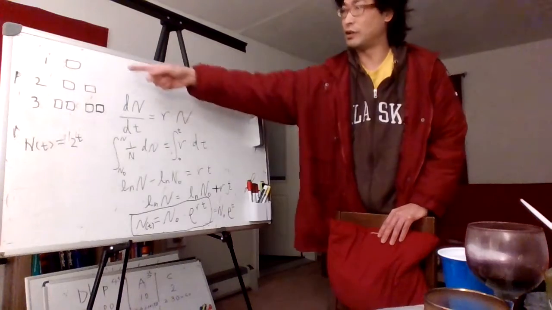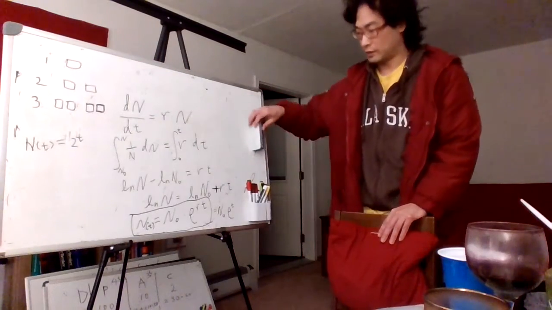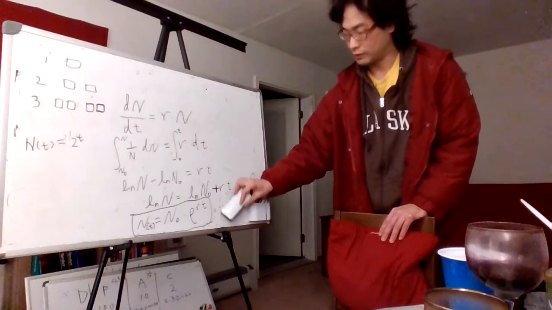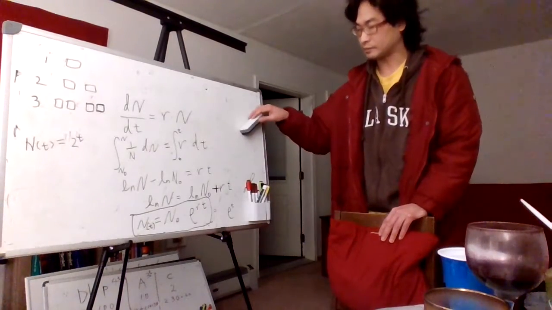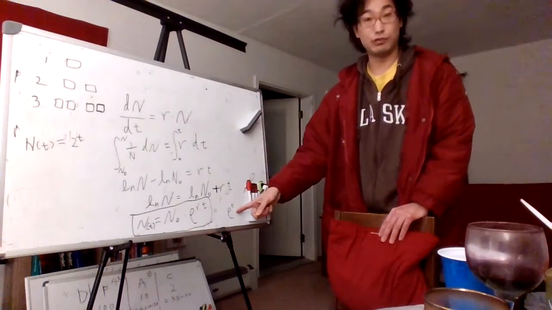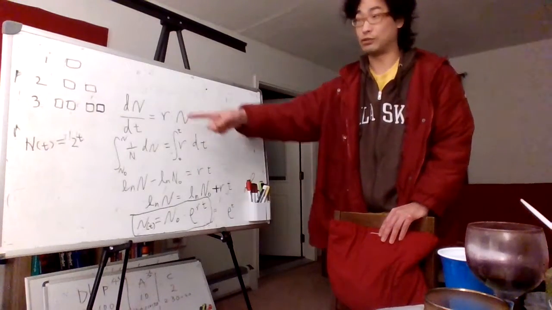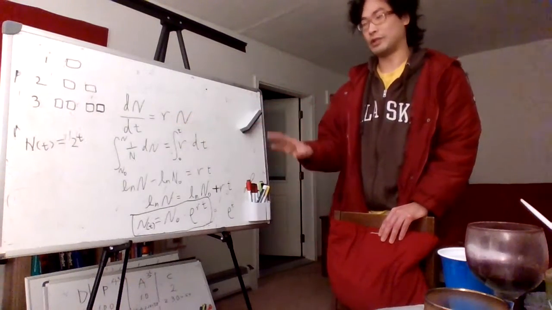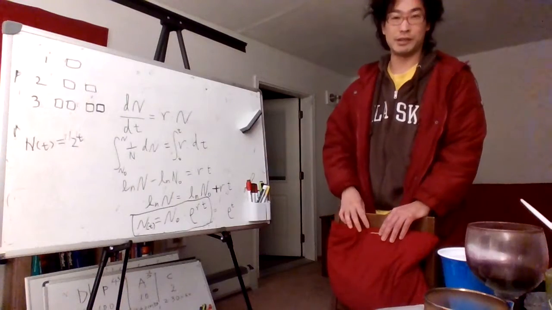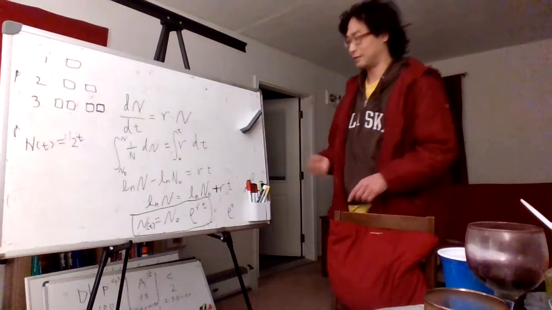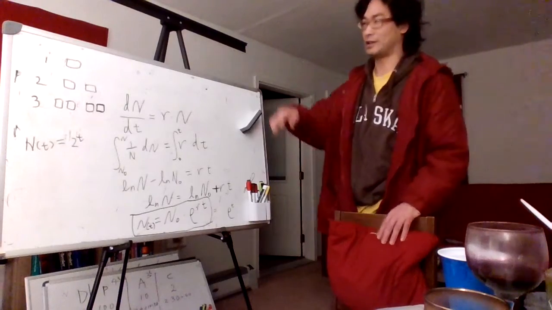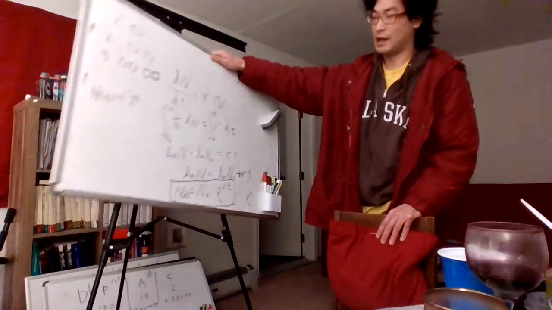Where n0 here is 1, so n0 is just 1, the initial population. But e is 2.7, and that's not the same as 2. So we want to get to the bottom of this, because it's kind of bothering the back of our heads a little bit.